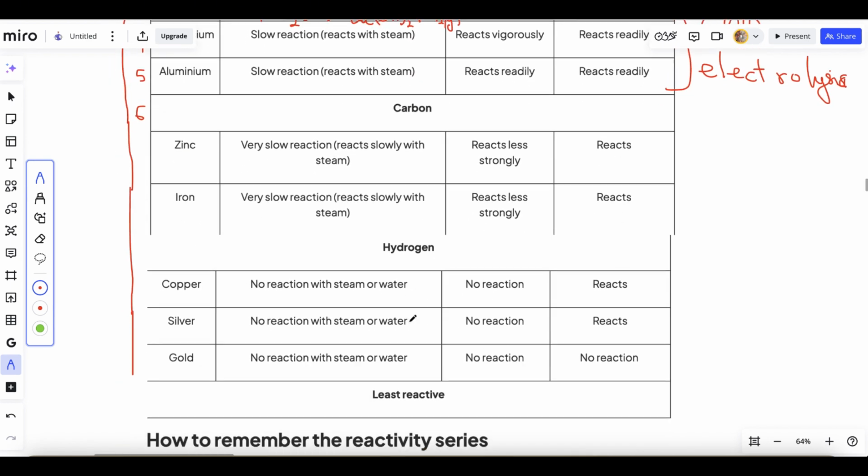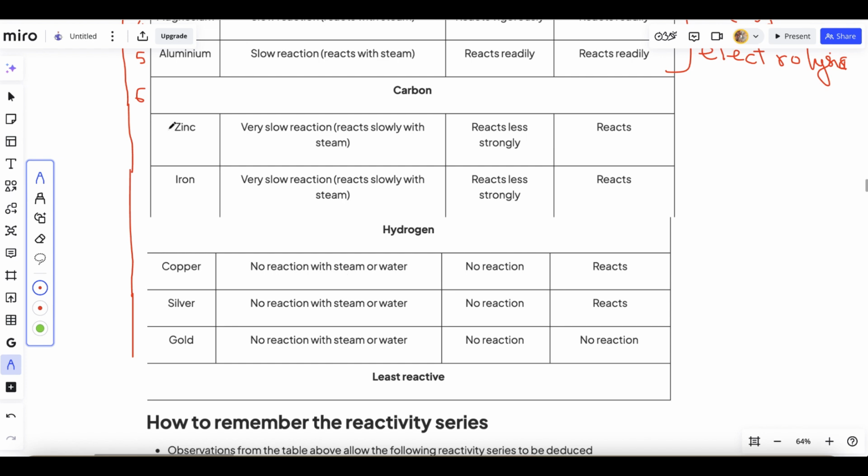Now let's move on to the next one, which is zinc. So for the next phase, these 3, we can get them by what we call reduction reaction with carbon.